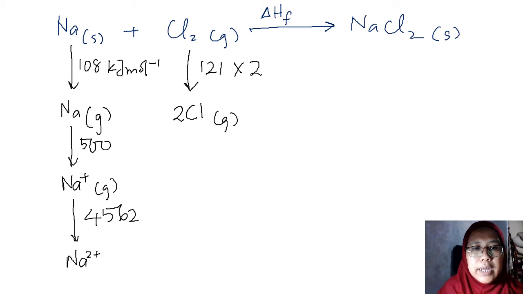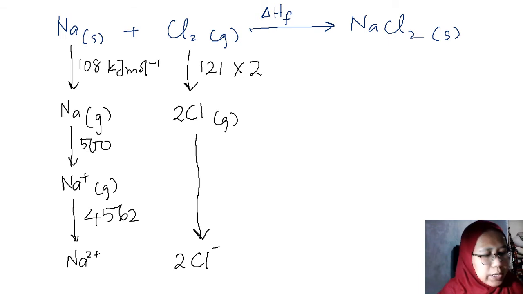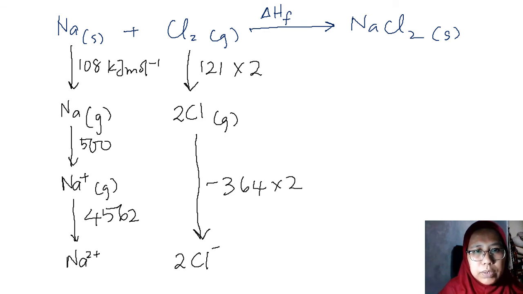Next, we are going to form Cl minus. How many? 2 moles. So this one is electron affinity, negative 364. Also, we have to multiply by 2 because there are 2 reactions over here. Now, we already formed gas.